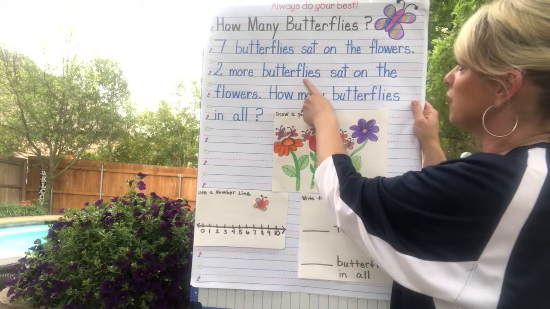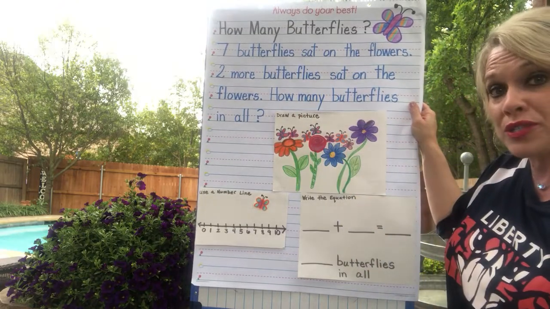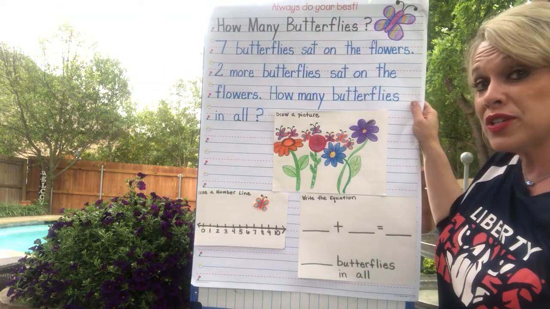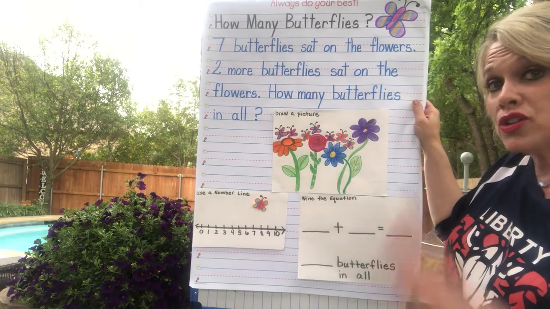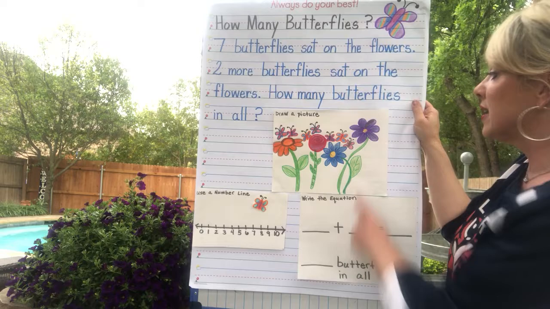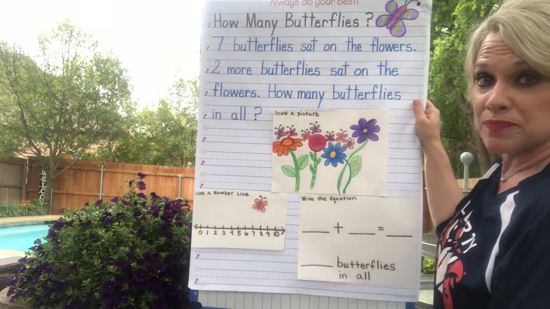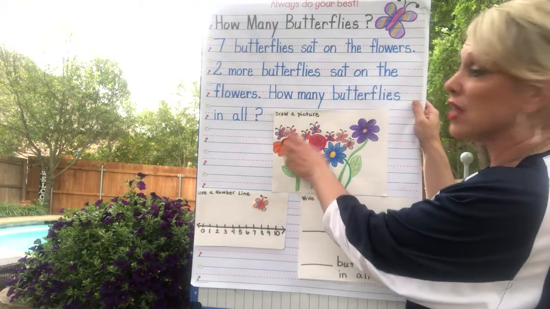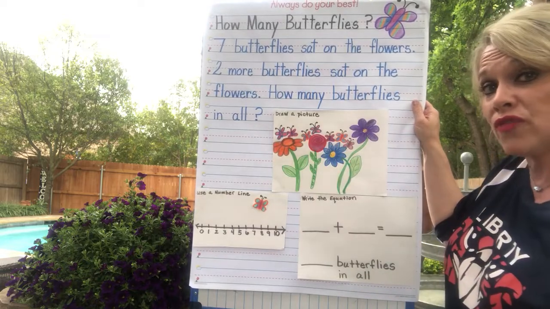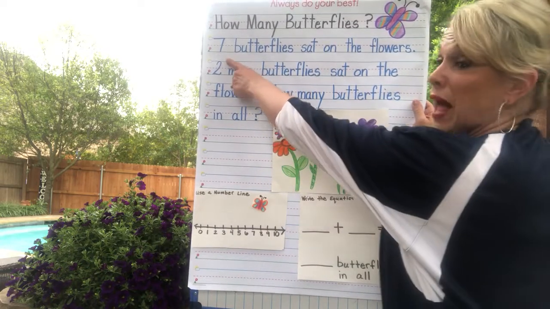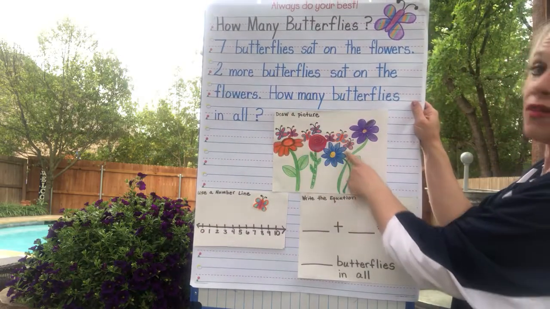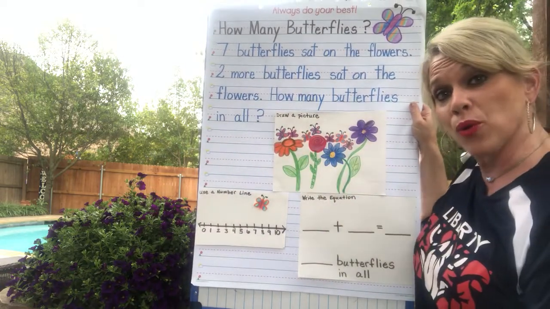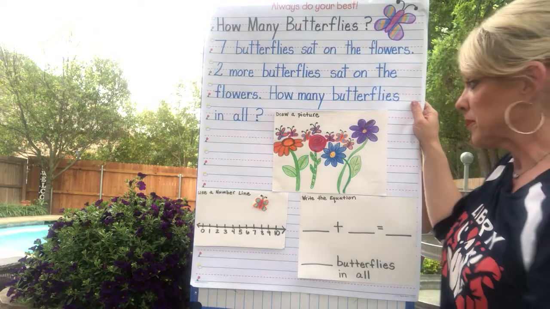2 more butterflies sat on the flowers. So in order to figure out how many in all, we need to draw 2 more butterflies sitting on the flowers. All right, so if you were going to draw a picture to solve this word problem, you look at how many you started with, that's 7. So we have 7 butterflies. Now we're going to draw 2 more.